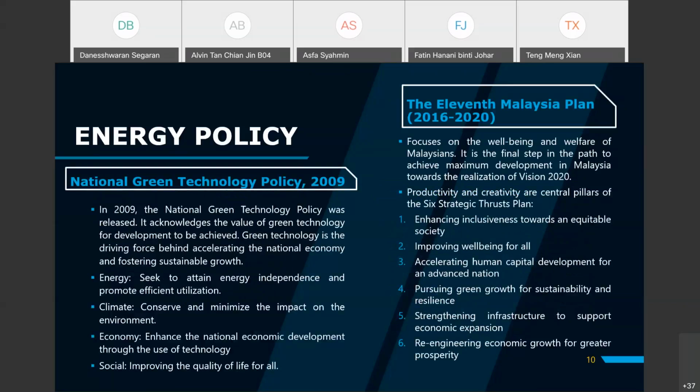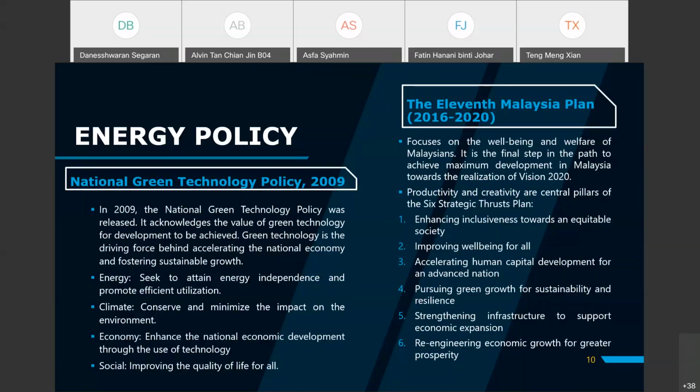National Green Technology Policy 2009. So in 2009, the National Green Technology Policy was released. It acknowledged the value of green technology for development to be achieved. Green technology is the driving force behind accelerating the national economy and fostering sustainable growth.